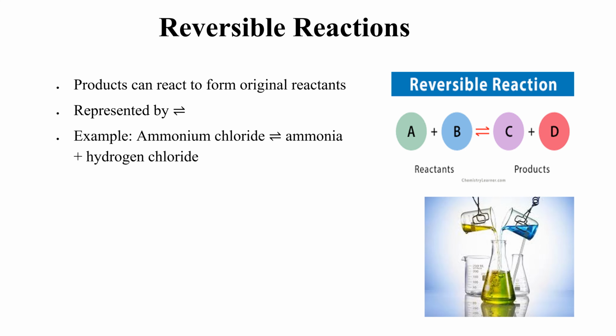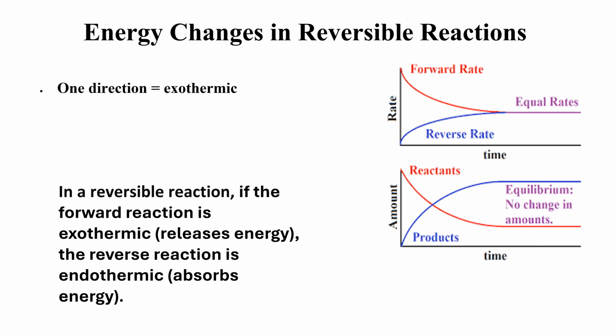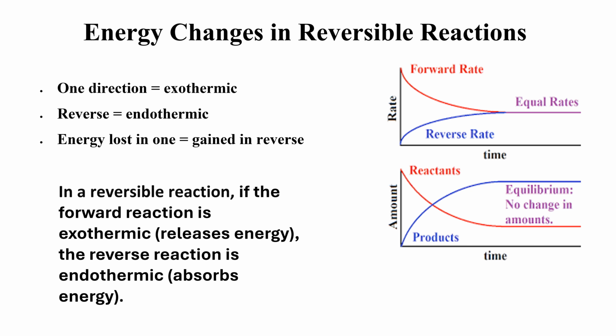Some reactions are reversible, meaning the products can reform the reactants. These are shown with a double arrow, like ammonium chloride decomposing into ammonia and hydrogen chloride. In reversible reactions, one direction is exothermic and the other is endothermic. The energy released in one direction is equal to the energy absorbed in the reverse.